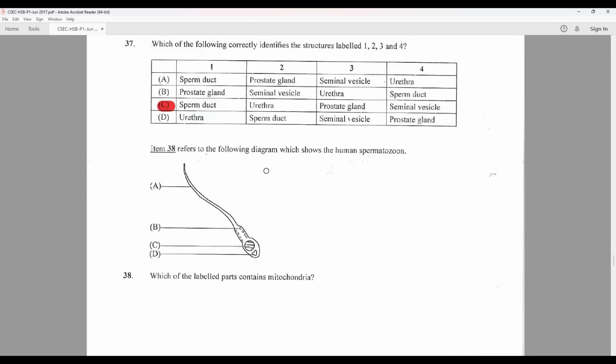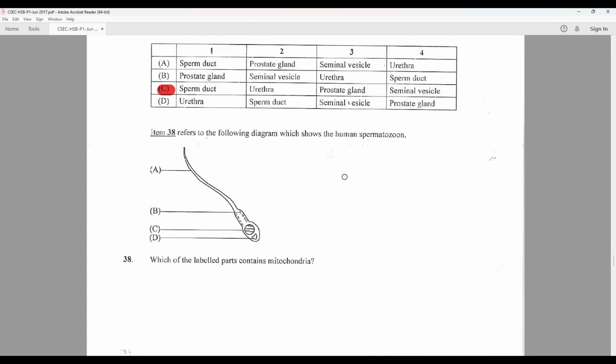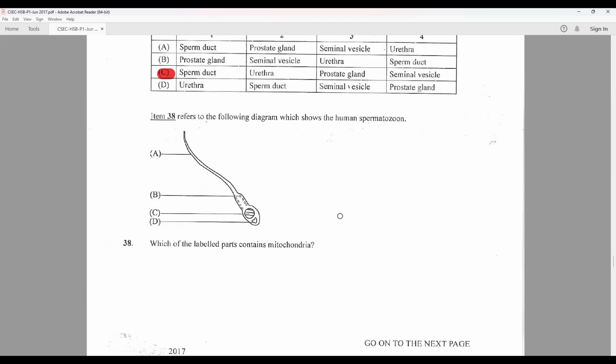Item 38 refers to the following diagram, which shows the human sperm or spermatozoa, labeled A, B, C, and D. Which of the labeled parts contains mitochondria? Mitochondria are these little balls here, identified as circles in the diagram. This bigger circle with stripes is the nucleus, and this right at the head is a small vacuole. This is the tail, which gets its energy from the plentiful mitochondria. So B is the answer.